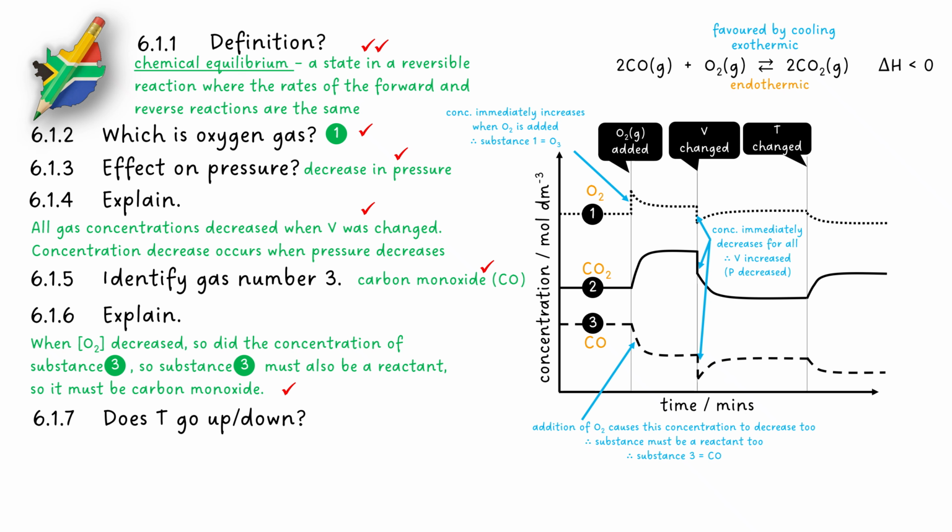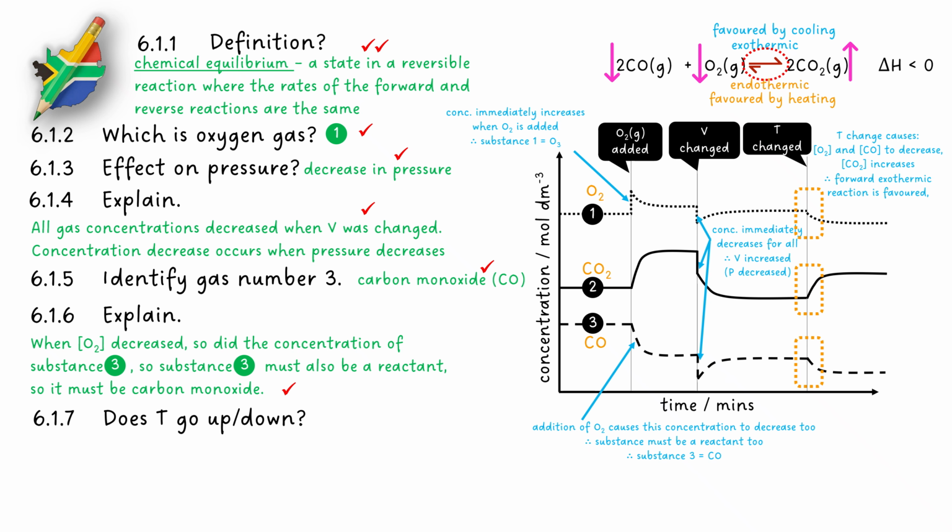Exothermic reactions are energy releasing and so are favored by cooling, while endothermic reactions are energy absorbing and so are favored by heating. We can see that the concentration of oxygen gas starts to decrease when the temperature is changed. And so does the concentration of carbon monoxide, while the concentration of carbon dioxide increases.